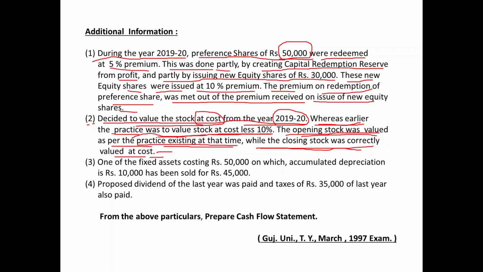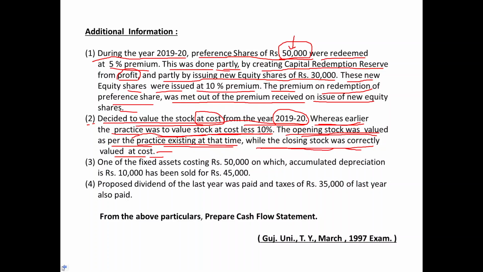Preference shares of rupees 50,000 were redeemed at 5% premium. Now, how the provisions of Companies Act have been implemented in the context of redemption of RPS, you know, two options can be applied, and here company has applied both the options simultaneously for the RPS redemption. This was done partly by creating capital redemption reserve from profit and partly by issuing new equity shares of rupees 30,000. Nominal amount of RPS redemption 50,000. CRR has been created from the profit and the remaining partly by issuing new equity shares of rupees 30,000.